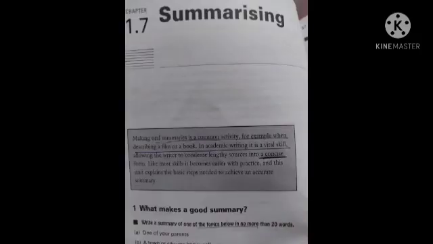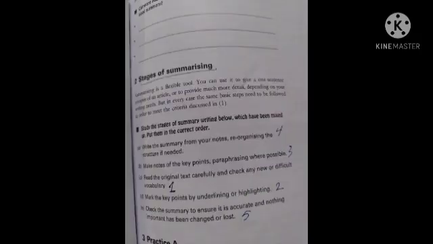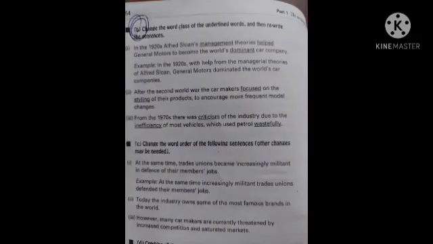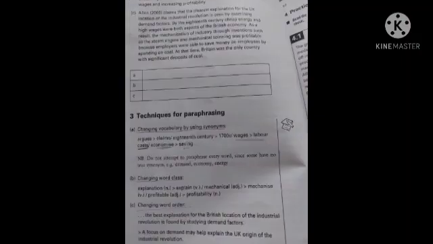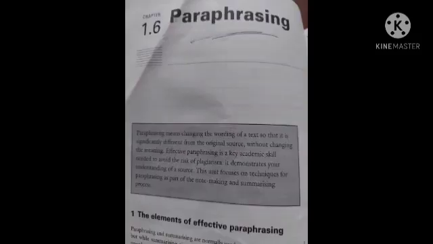So here we are. You have 2 tasks to be done. Task 1, read the following text and underline the key points. 2, please summarize the following text in about 50 words. I mean the same text which is found on page 59, okay?